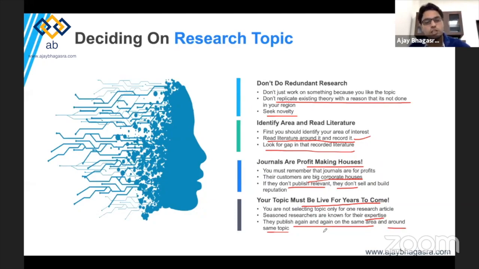Contrary to this, if someone looks at your profile and finds one article on A, another on C, another on P, another on Q, what should you be approached for? That is a problem, right? So that is why your topic selection is so important, because your career depends on it. The people who have invested their time in artificial intelligence are consulting companies today because they are experts in that. They would have published papers around this. This is how we have to look at it.